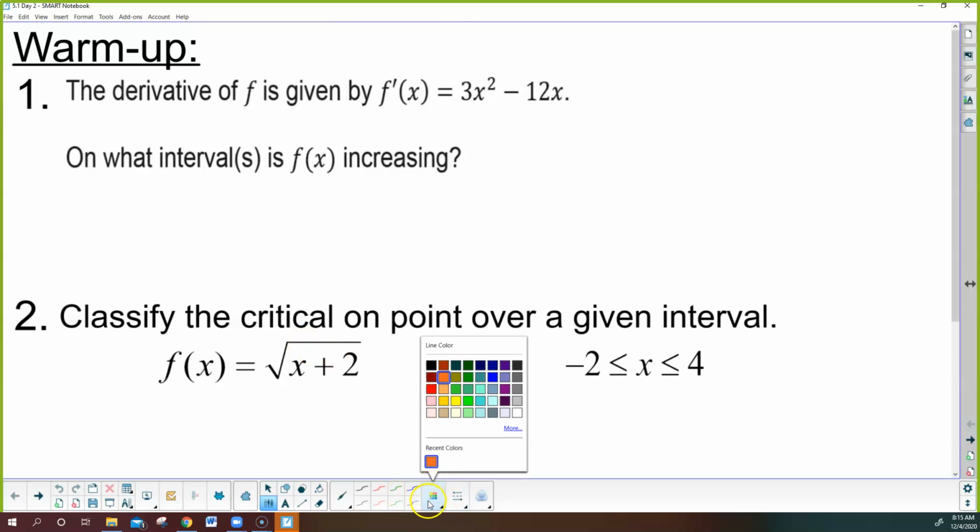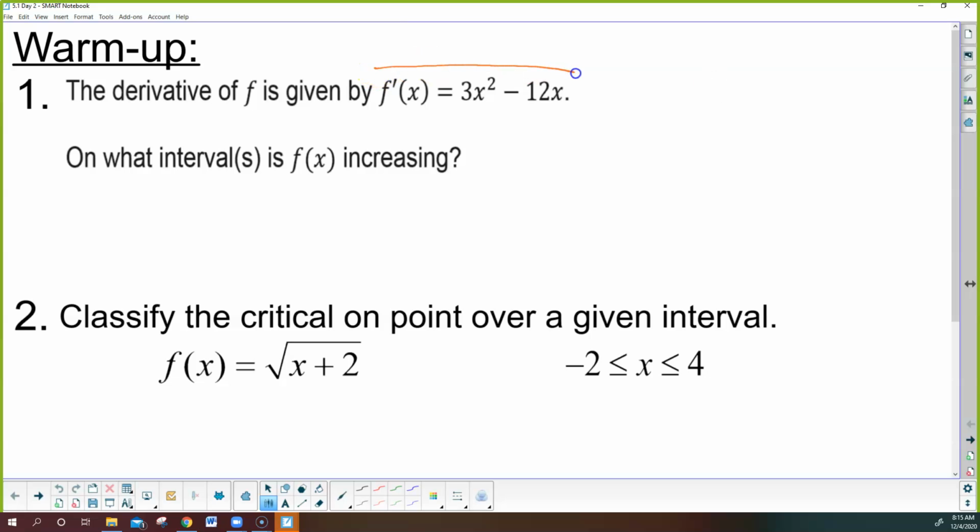So let's take a look at number one here quick. It says the derivative is given, which is actually really friendly, right? We don't have to do the calculus work. They gave us the derivative, but we do have to understand how we're going to use the derivative to answer the question. And one of the things I want you to focus on here is showing the correct work and justification.